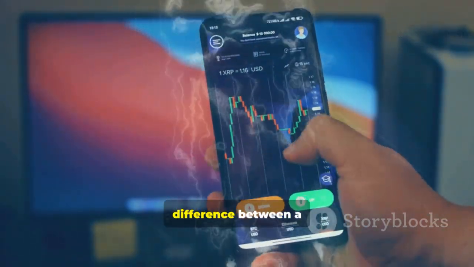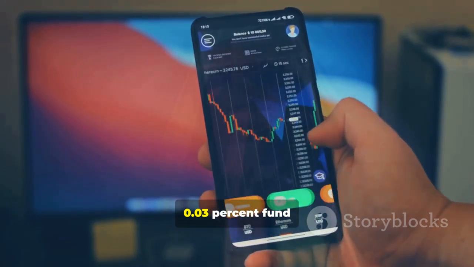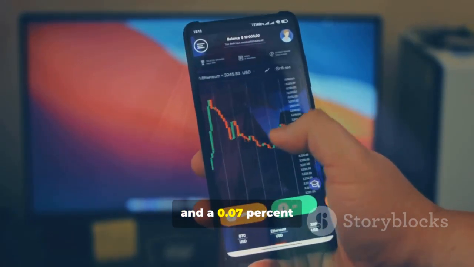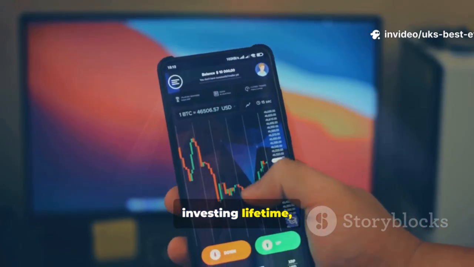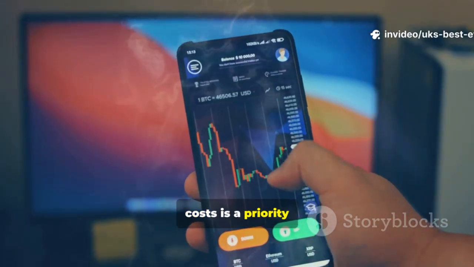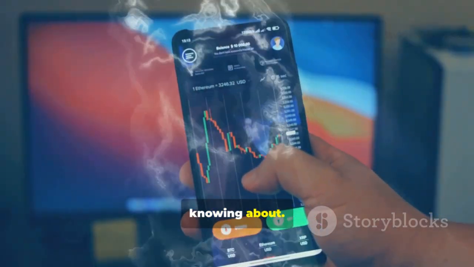The performance difference between a 0.03% fund and a 0.07% fund is genuinely tiny over a normal investing lifetime, but if minimizing costs is a priority for you, SPXL is worth knowing about.